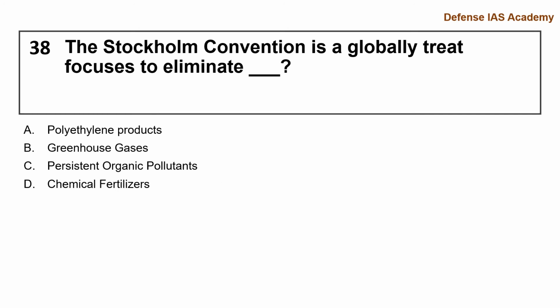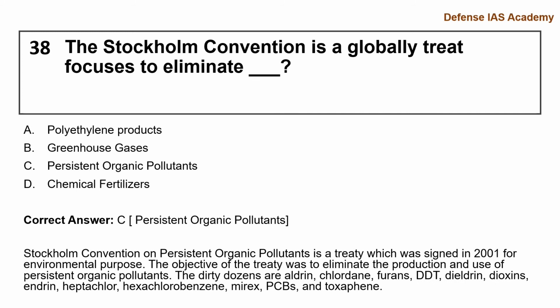Question 38. The Stockholm Convention is a global treaty focused to eliminate what? The correct answer is persistent organic pollutants. The Stockholm Convention on Persistent Organic Pollutants is a treaty which was signed in 2001 for environmental purposes. The objective of the treaty was to eliminate the production and use of persistent organic pollutants.